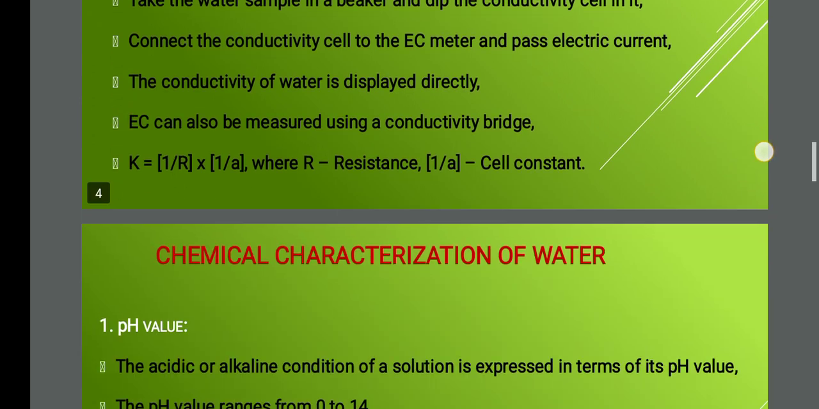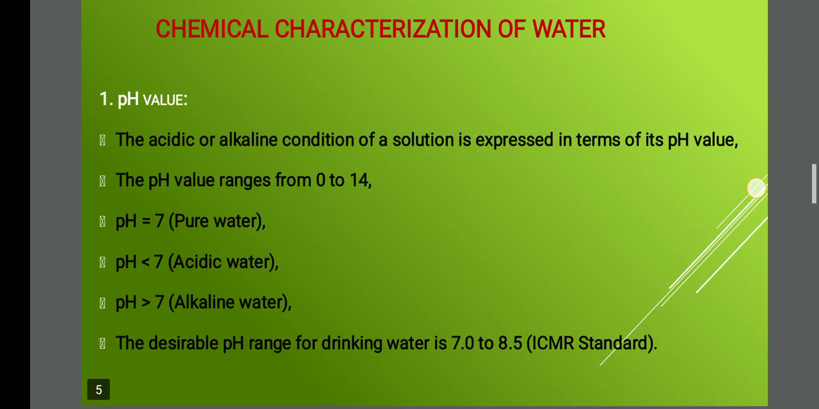Coming to chemical parameters, in your syllabus we have a lot of chemical parameters, and for today's class we are going to see only 4 parameters: pH, acidity, alkalinity, as well as total dissolved salts. First we can see pH. All of us know what pH is. To say a solution is an acidic solution or an alkaline solution, you are in need of the pH value.